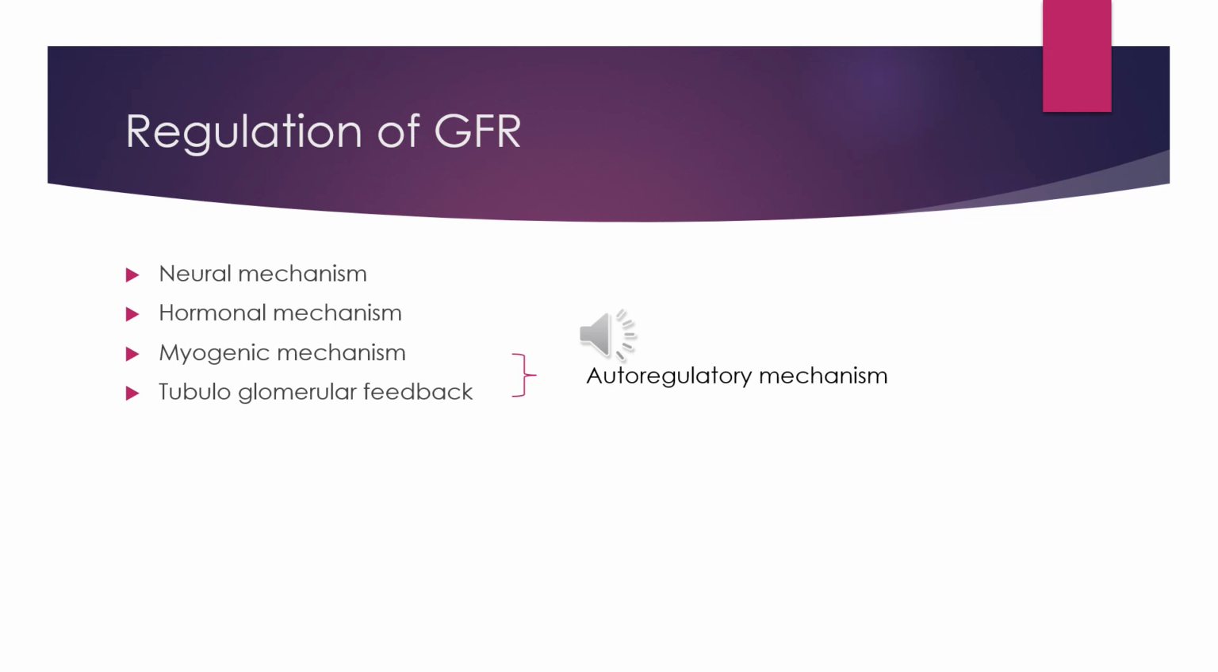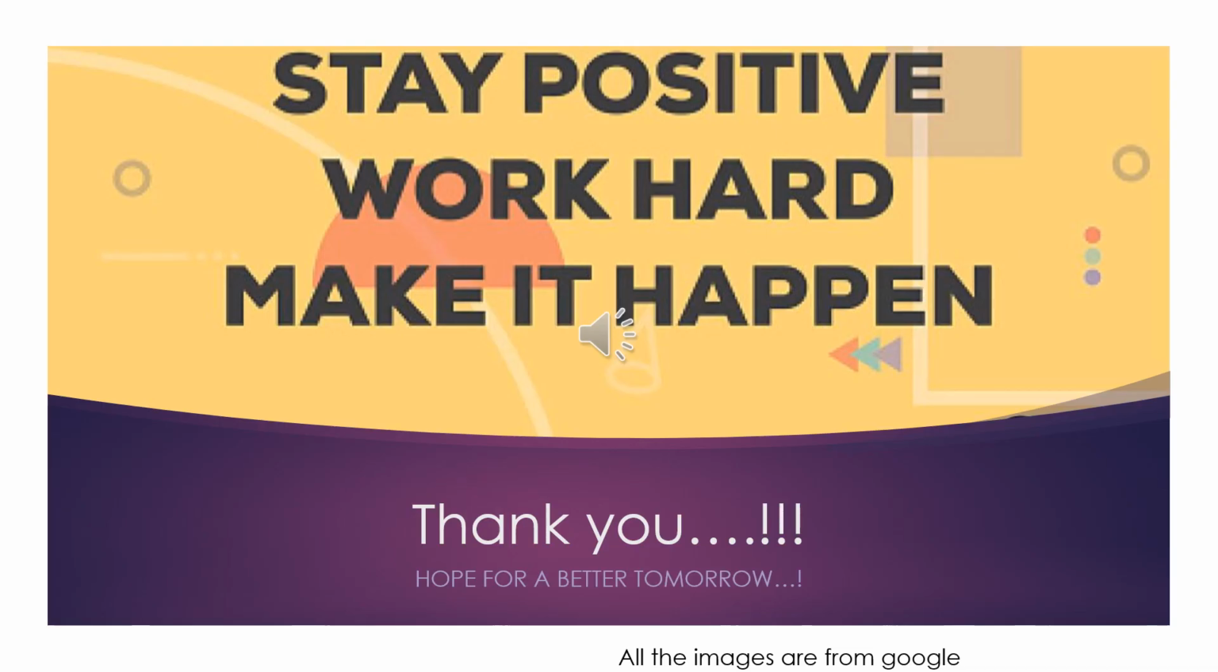This myogenic mechanism controls the renal blood flow and glomerular filtration rate. Next is tubuloglomerular feedback, and we have discussed it earlier. And this myogenic mechanism and tubuloglomerular feedback, these two are the auto-regulation of glomerular filtration rate. Similar to the auto-regulation of renal blood flow, glomerular filtration rate is also auto-regulated, and this is due to the myogenic theory and theory of tubuloglomerular feedback. That's all about glomerular filtration, the first stage in urine formation.